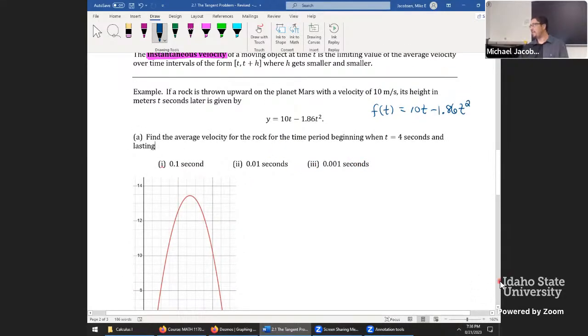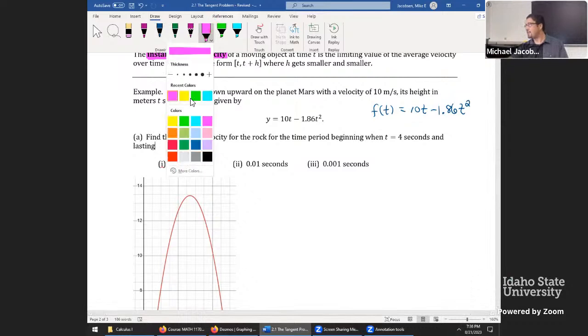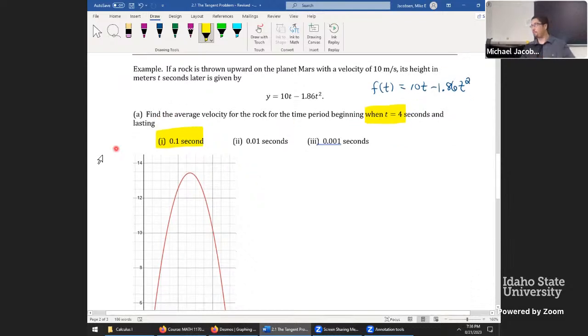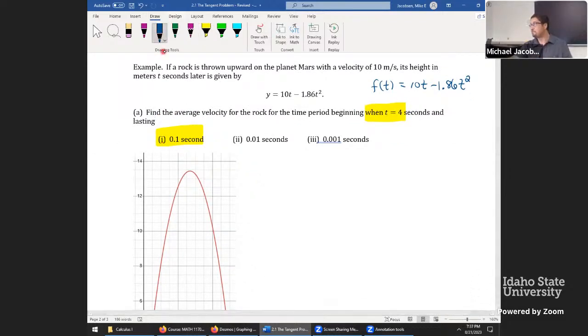Now, part A says we're going to find the average velocity on a time period beginning when t is 4 seconds. Sorry, getting used to working the system again. And lasting up to 0.1 seconds. And then we'll do it again for the other values here. I'm only highlighting in yellow just to show you what part of the problem we're running through right now. Average velocity, I'll write it as AVE for average, vel for velocity.